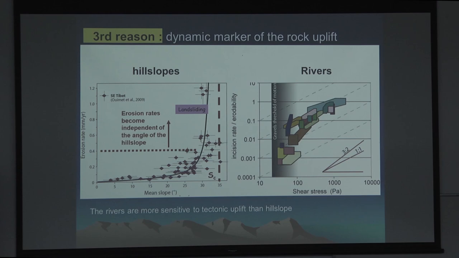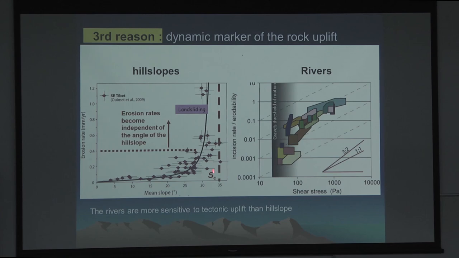Third reason to study rivers: if we are interested in the dynamic marker of the uplift, so to use the geometry of the landscape or some feature of the landscape to understand the underlying uplift rate, then if we compare hill slope and river, we see that if you consider hill slope, there is some kind of limitation, the limit induced by slope stability or induced by landsliding.